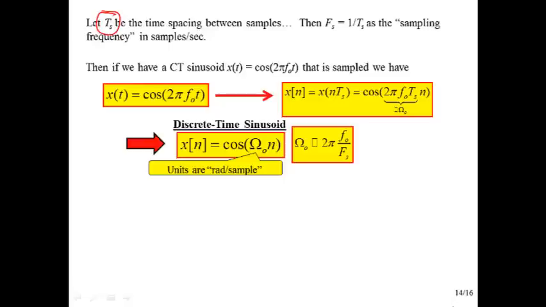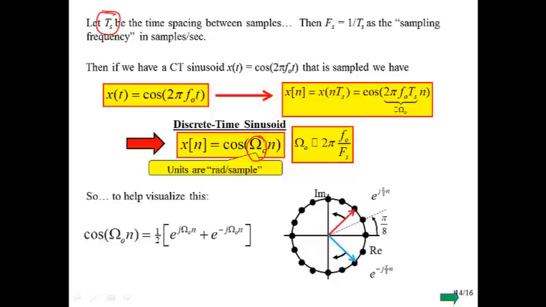So the units of this thing are radians per sample, and it's related to the original frequency in hertz and our sampling rate according to that equation. So let's try to visualize what this discrete time sinusoid looks like. Remember, this omega sub 0 is telling us how many radians things move from one sample to the next.